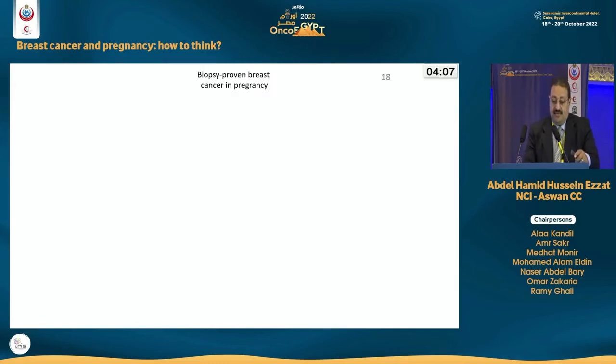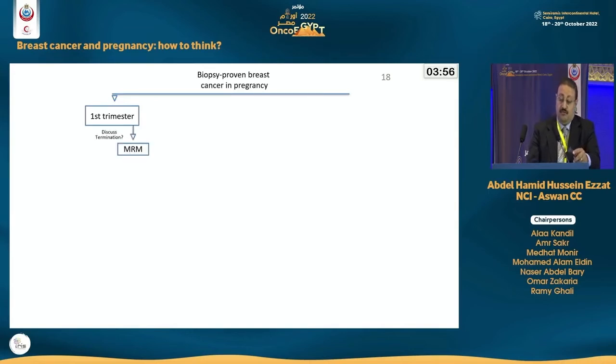Here we have an algorithm to summarize a biopsy-proven breast cancer, non-metastatic, of course. If it is in the first trimester, you have to discuss with the patient termination of pregnancy, which does not affect the overall survival or disease-free survival, but it can affect the further management. Either we will proceed with modified radical mastectomy, or she can be out of this algorithm and managed as a non-pregnant female.